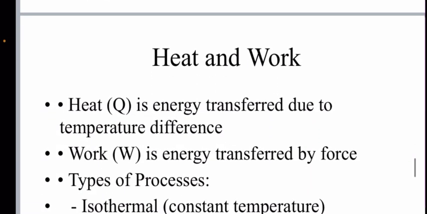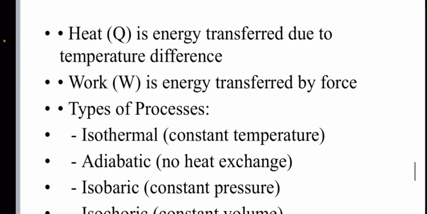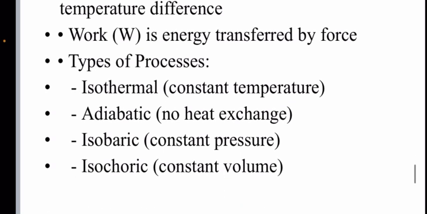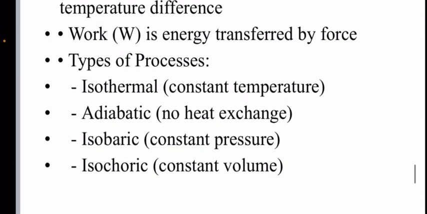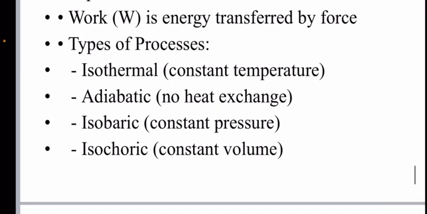9. Heat and work. Heat, Q, is energy transferred due to temperature difference, while work, W, is energy transferred by force. Types of processes based on heat and work. Isothermal: constant temperature. Adiabatic: no heat exchange. Isobaric: constant pressure. Isochoric: constant volume.